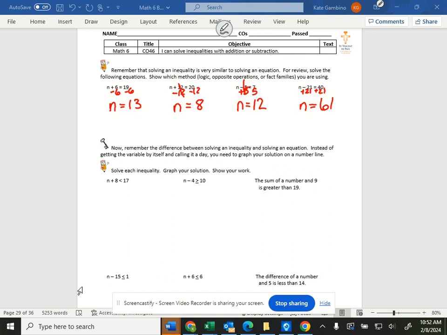So let's look now how we do that with inequalities. Similar, but different. The difference between solving an inequality and solving an equation is that instead of getting the variable by itself and calling it a day, saying, oh, done, n equals 13, I've got my answer, now we have to add in what we did yesterday and we have to graph it. So this is what that looks like. Let me erase so I can scroll up and you can see better.